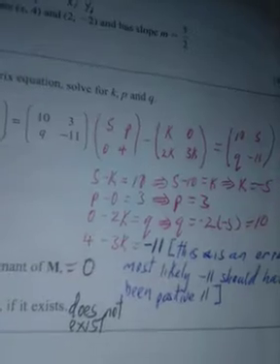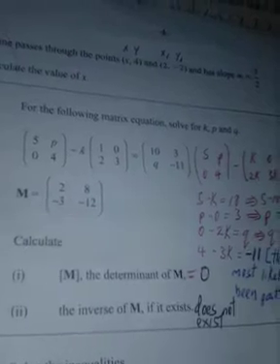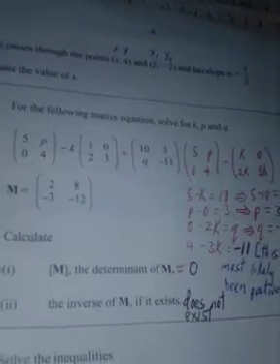Now the last one, I think what happened was that the minus 11 is supposed to be a plus 11, because otherwise you'll have two different values of k, so this is an error. Okay, if the determinant is 0, right?